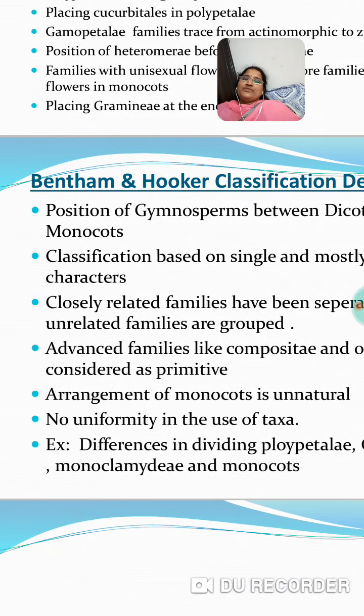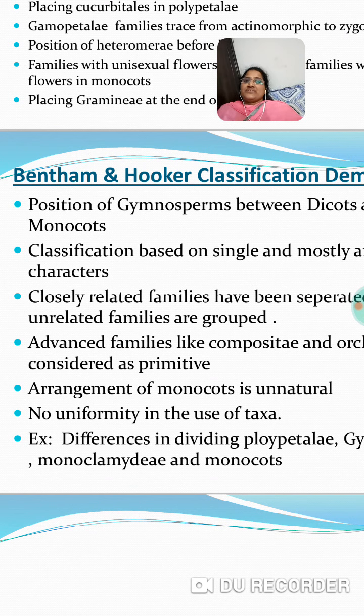Now coming to the demerits of the classification, the disadvantages of the classification. In the disadvantages, the first point is the position of the gymnosperms. Gymnosperms were placed between the dicots and monocots.